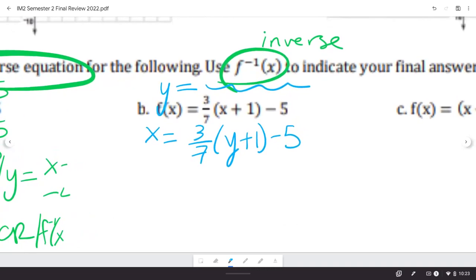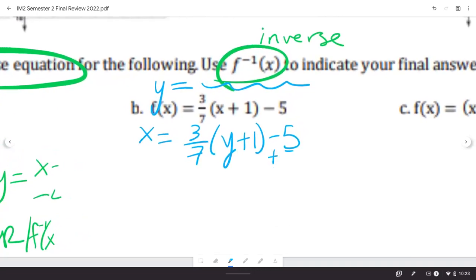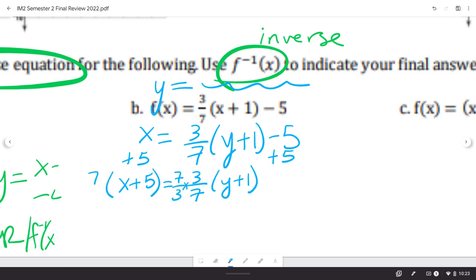Now, you have to remember that you're going to go from the outside in. So I'm going to move this 5 first. Before I do anything, I got to move that 5. Now, don't get scared of fractions. All you have to do is multiply both sides by the reciprocal. So 7/3. And this whole thing will be times 7/3. Okay, so right here they cancel. I get y plus 1. And then over here, I'm going to distribute that 7/3. So 7/3 x plus 35 over 3.